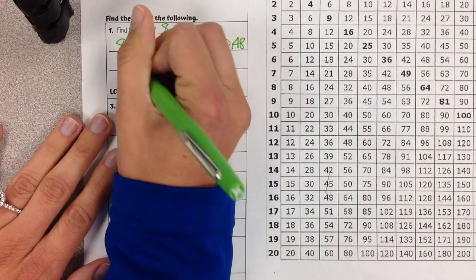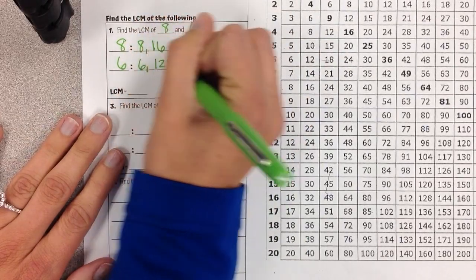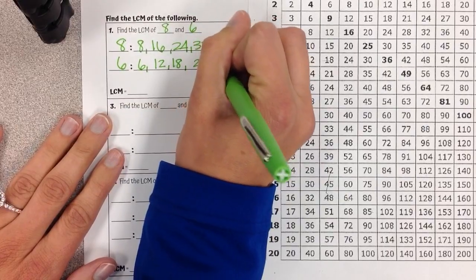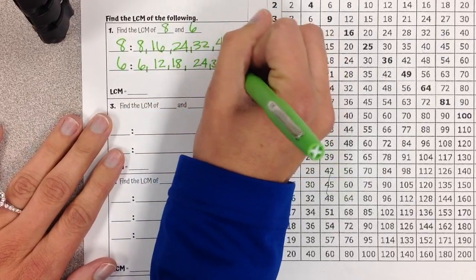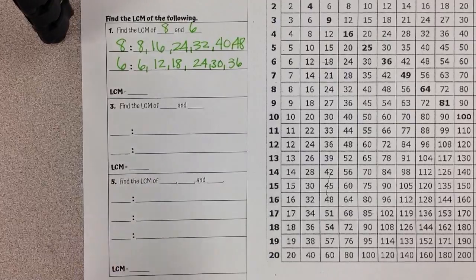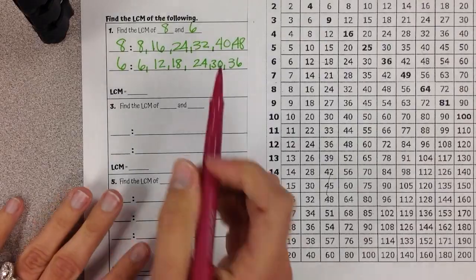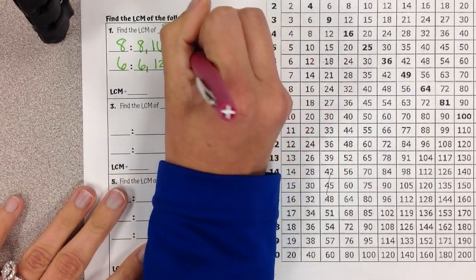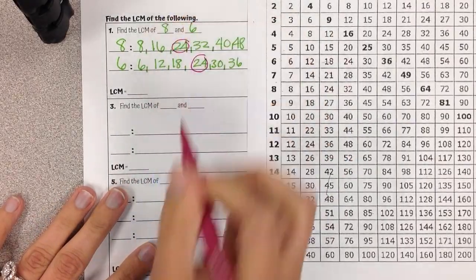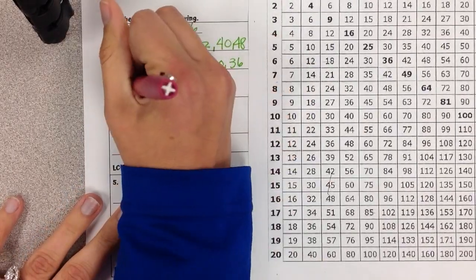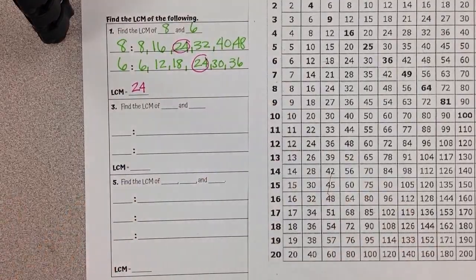Multiples of 6. 6, 12, 18, 24, 30, 36. Okay, so I'm just listing a few at first. I'm going to look for common ones. If I don't find common ones, then guess what? I can go back and add some more. If I look, they share 24. I don't see any others of the ones that I listed that they share. That means that their least common multiple is 24.